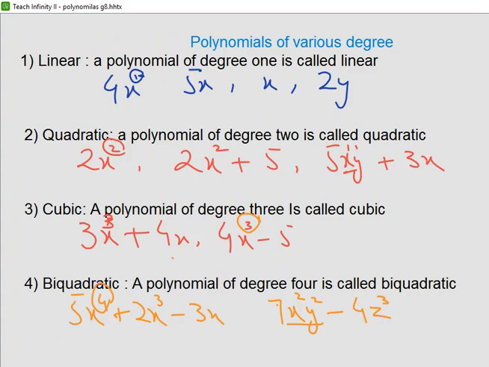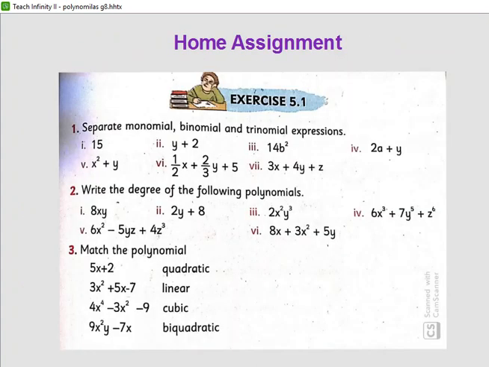Now I am going to give you a task and home assignment. You have to do it by yourself. That is exercise 5.1 in your books. If somebody doesn't have the books, you can pause the video here and write the questions for yourself. The first question is quite easy. Just separate monomial, binomial, and trinomial expressions. You don't have to solve anything.